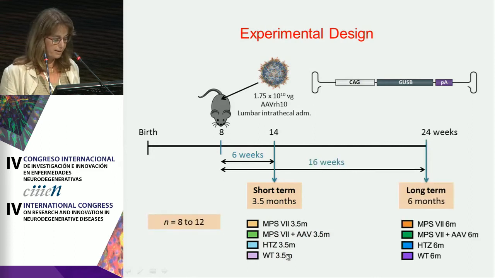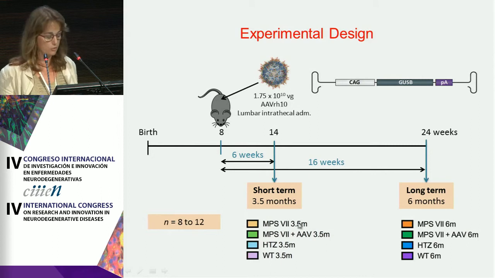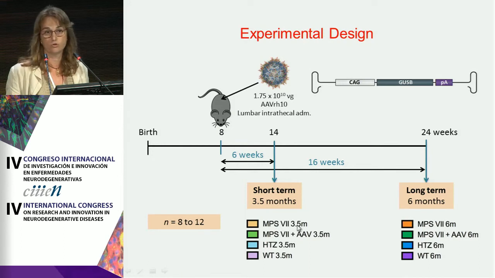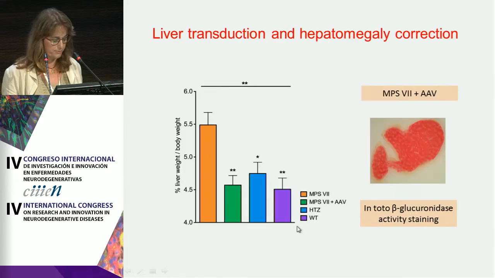And here we analyzed four different groups: the non-treated or treated MPS7 animal models, as well as heterozygous or wild-type animals, which are our normal controls, with a normal phenotype.